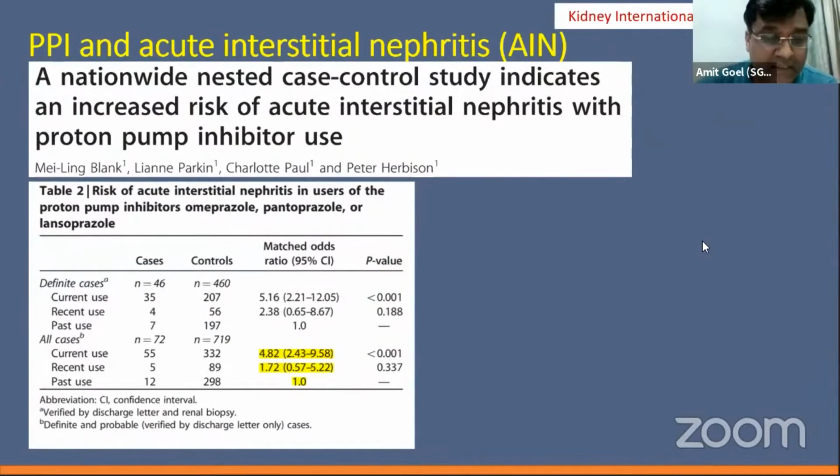And we can see that the current user had a 4.8 times higher odds ratio of developing acute interstitial nephritis as compared to control. And the beautiful thing is, stopping PPI use reduces the risk of acute interstitial nephritis. As we can see, with recent use, the risk was lower, and with past use, the risk came down to equal to the non-user. So ongoing use of PPI predisposes to acute interstitial nephritis.